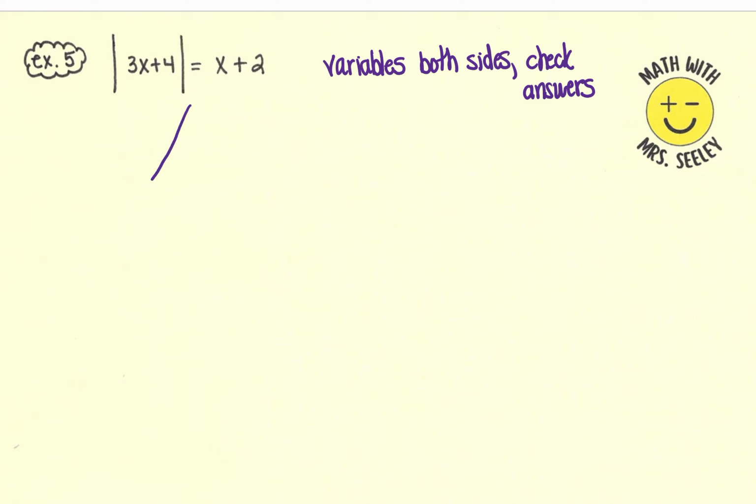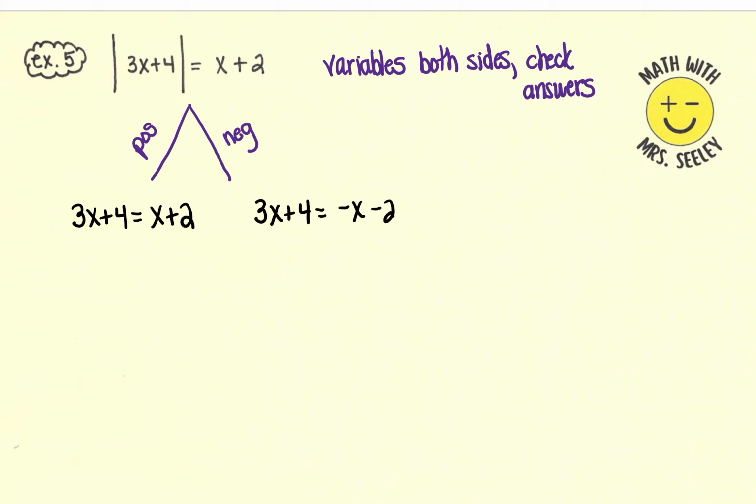But you're still going to follow your logic process. Break it into the positive and break it into the negative. So if I break this into the positive, that just means it stays like it is. 3x plus 4 equals x plus 2. Over here, 3x plus 4 equals, negate it, so that will become a negative x, and that will become a negative 2. So you have to negate all the terms. Make all your signs the opposite.